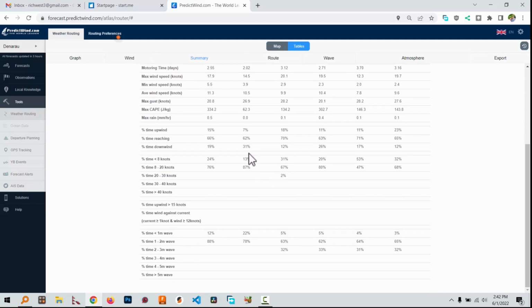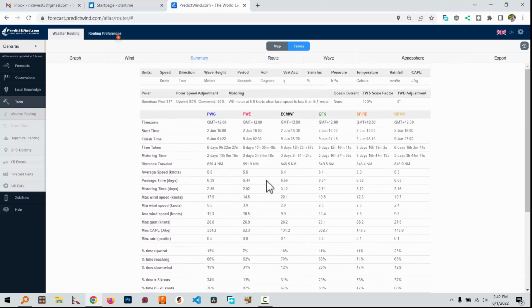The time you spend in each wind range is interesting. PWE has us spending no time in 20 to 30 knots. Again, that's not accounting for gusts, because look, here's gusts at 27 knots. And then the time you spend in sea states between 1 and 2 meters or 2 to 3 meters is all very useful for us and some stuff we look at. So that looks kind of possible.